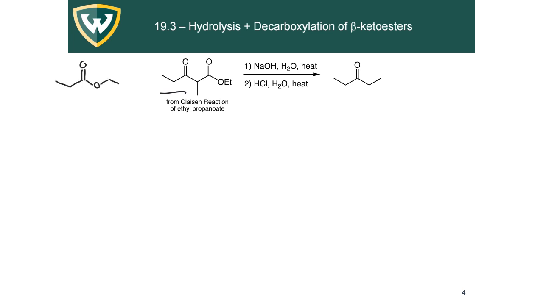If you don't know how this product could form under basic conditions with the Claisen condensation reaction, I would encourage you to pause the video and show yourself how to do that. But this is useful for generating some of these symmetric ketones, because the Claisen reaction is best for generating the self-condensation products where there are no selectivity issues.